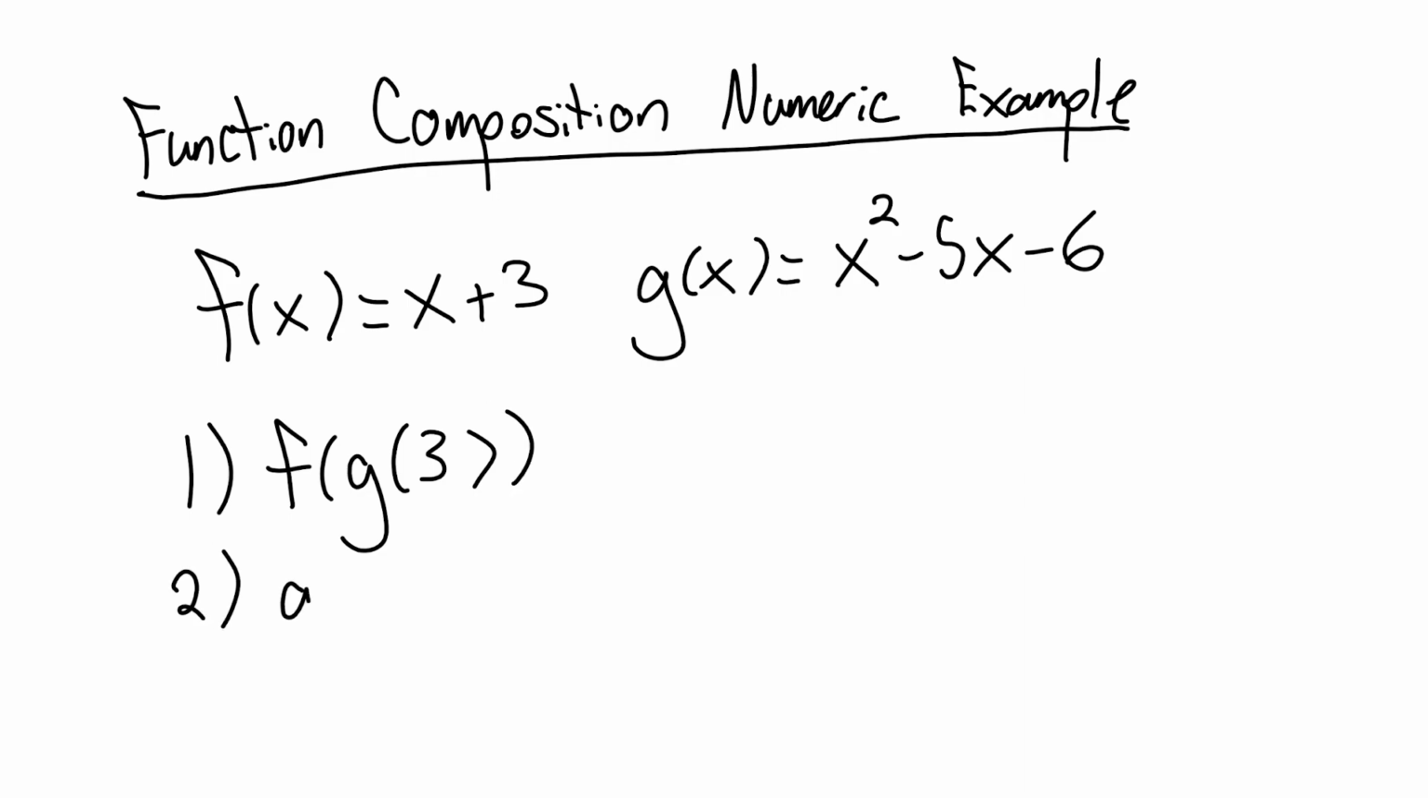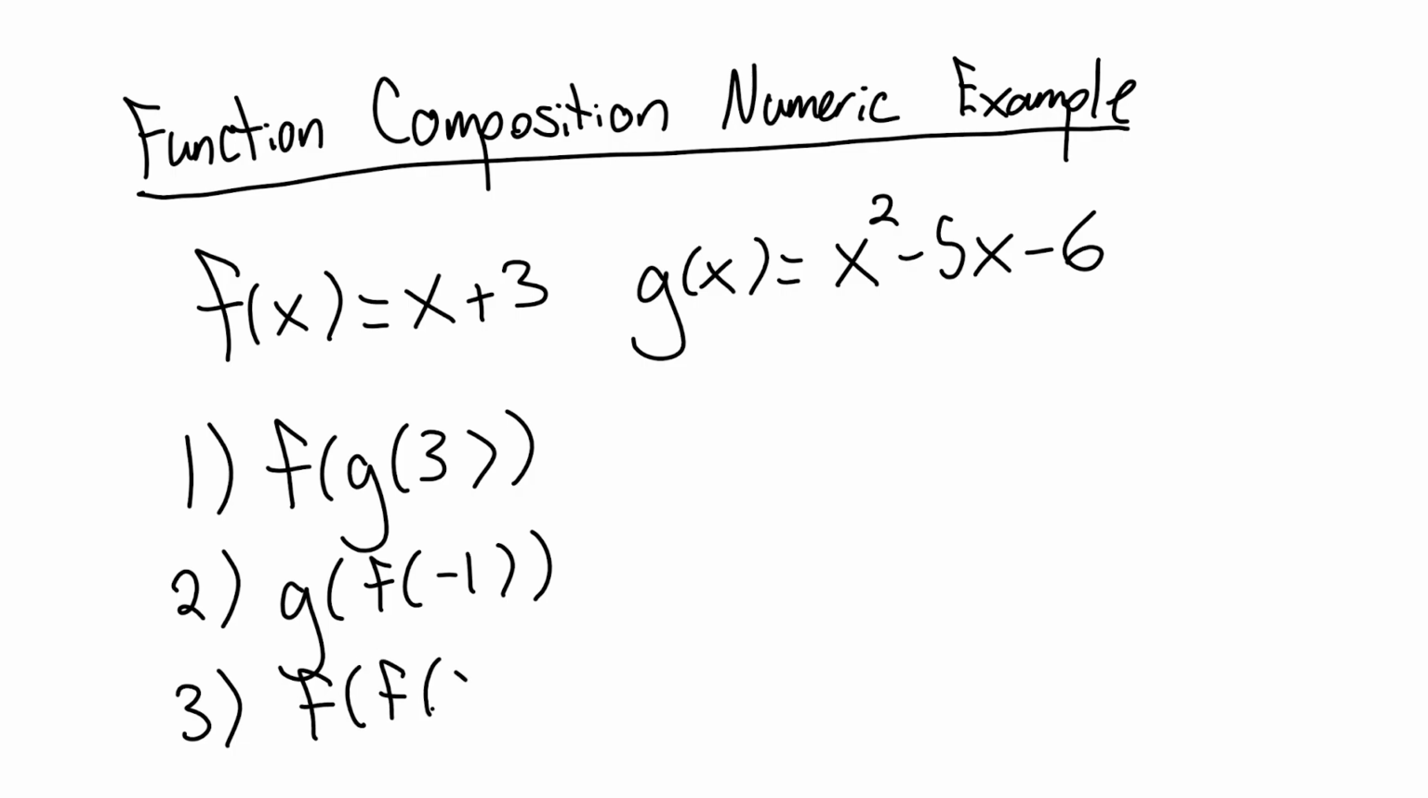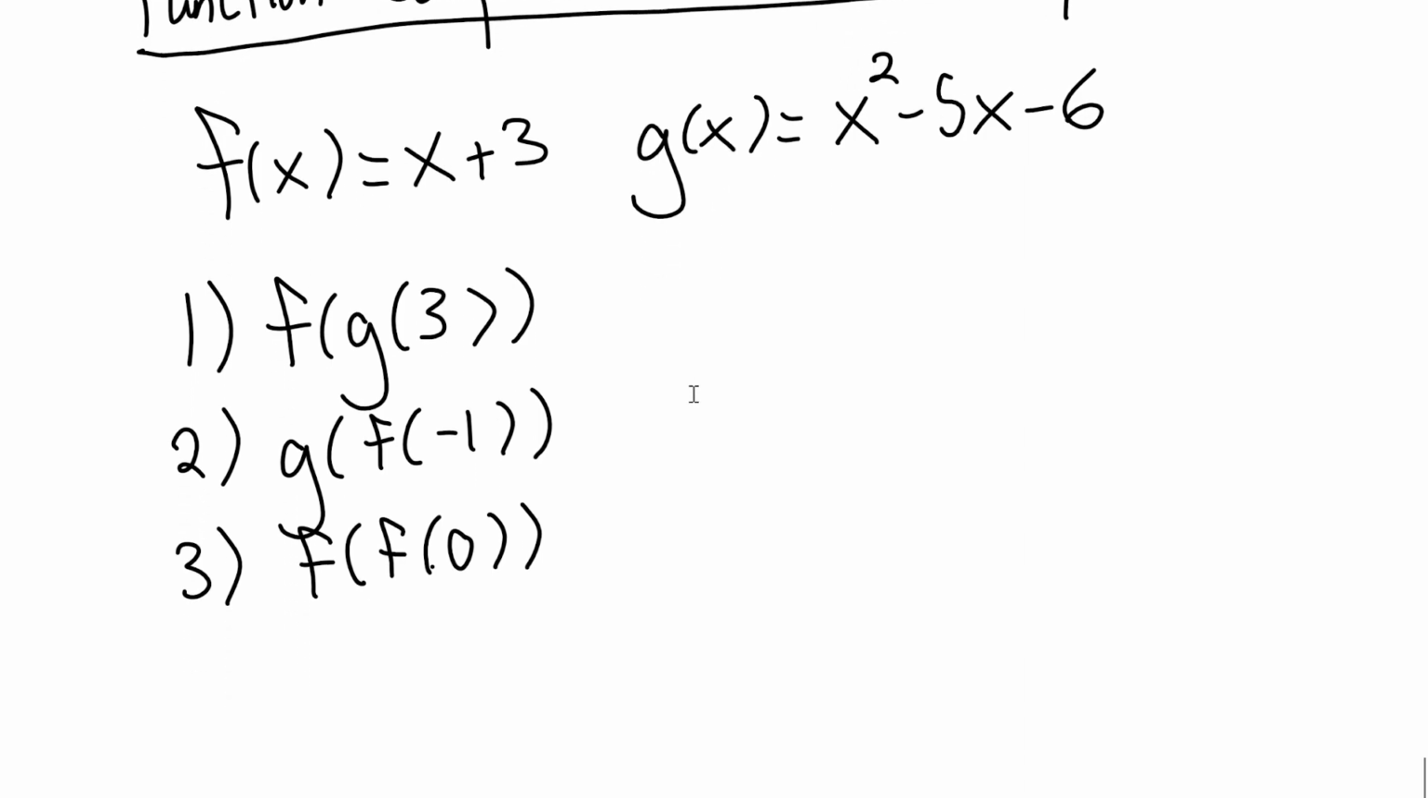find g of f of -1, maybe find f of f of 0. That's something we haven't seen yet, right? A function composed with itself. No reason we can't do that. And similarly, maybe we want to find g of, I don't know, say 2. Okay. So let's go through these one by one here.